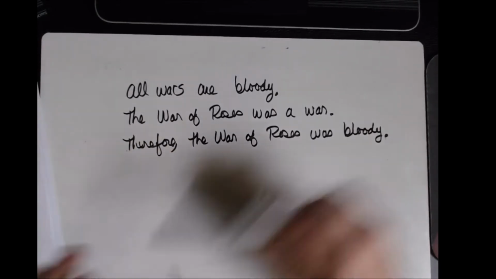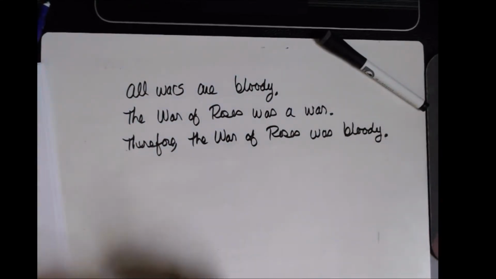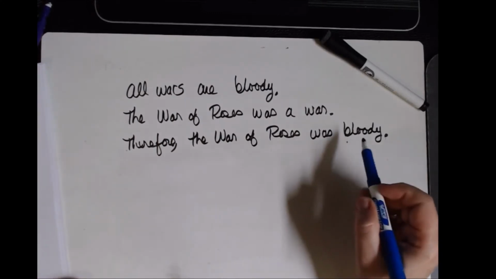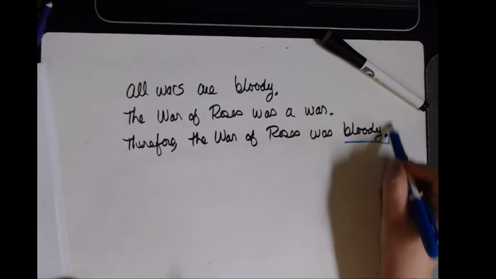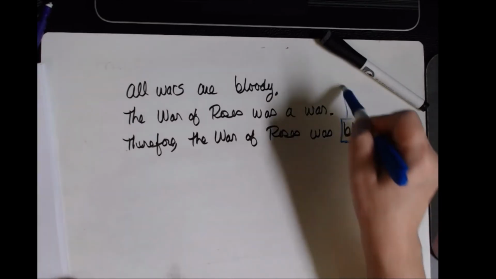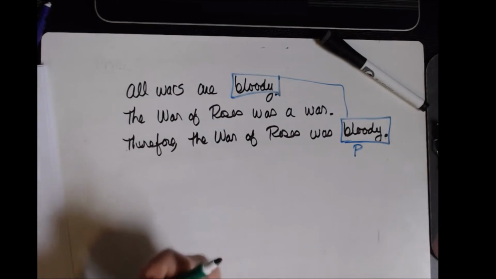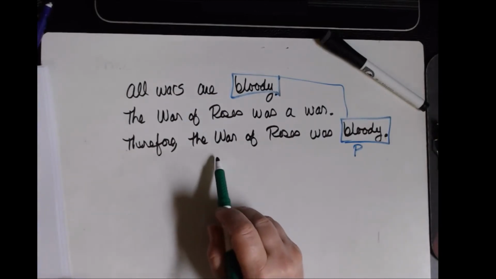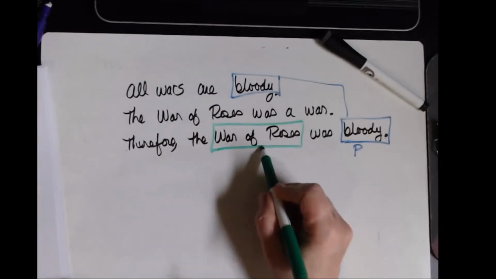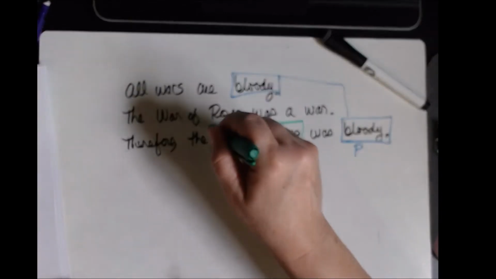Let's flip to other colors. So remember, the major term is the one we call P for predicate because it is the predicate of your conclusion. So this is my P, which is my major term. And where else do I see it? I see it also right here. Minor term is the subject of your conclusion, which in this case is War of Roses, capital S for minor term. And I also see that it's up here.